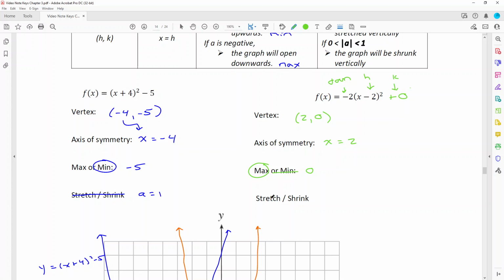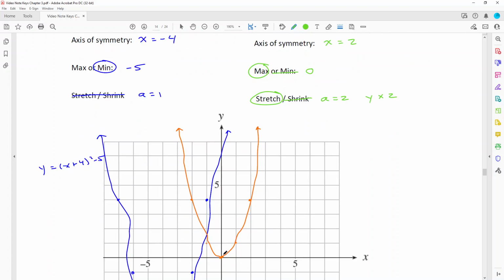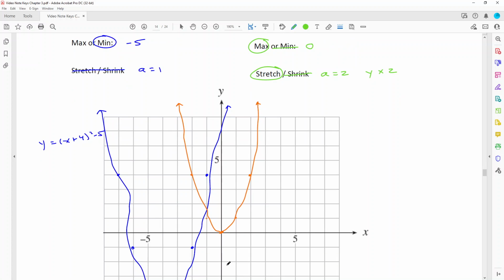Then is this graph going to be stretched or shrunk? Well, my a value is 2, so that means it's going to be stretched. I'm going to take all the y values and multiply them by 2. So technically, if I was going to do this as a transformation, I would take this orange graph, reflect it, stretch it by 2, and then move it right 2. So I could take every single point, write them over here and transform them. I could do it here. I could take this point, stretch it, reflect it, or reflect it and stretch it, and then move it right 2.